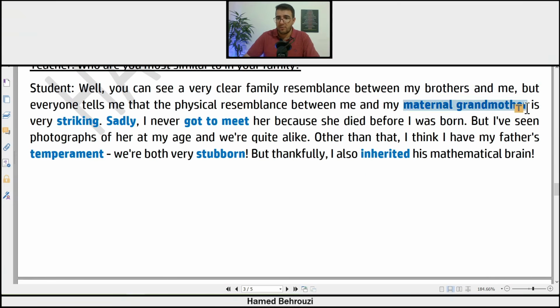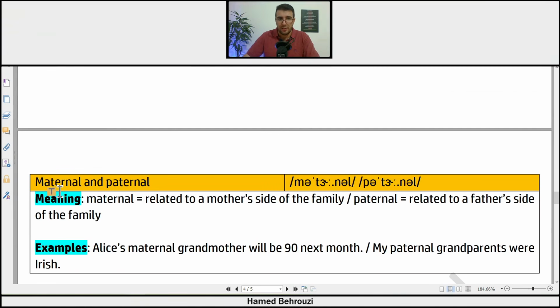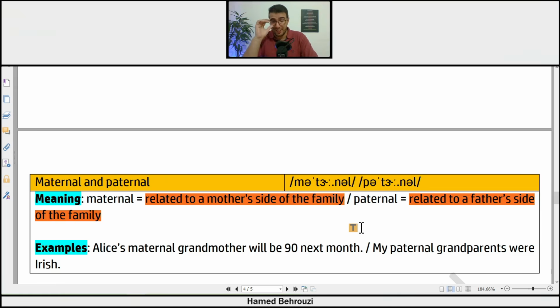Then we continue to the next part. Maternal grandmother. We had it there, and I will just explain it. There are two words that I want you to learn. Maternal and paternal. Maternal, related to the mother's side of the family. Paternal, related to the father's side of the family. Okay? You can use it to speak about different members of your extended family, or to speak about something that is related to fathers or mothers.